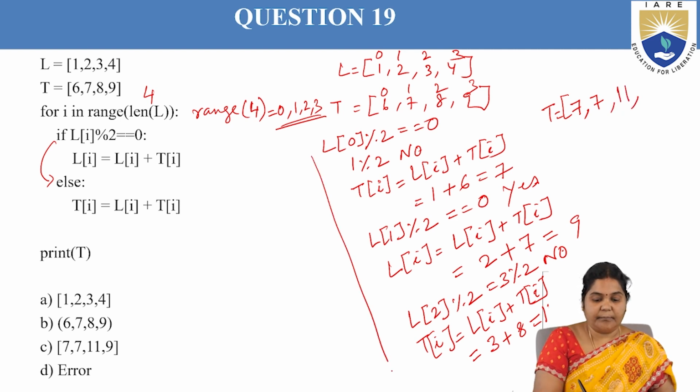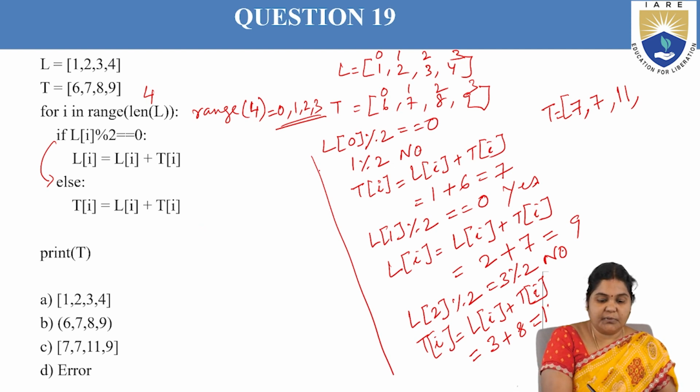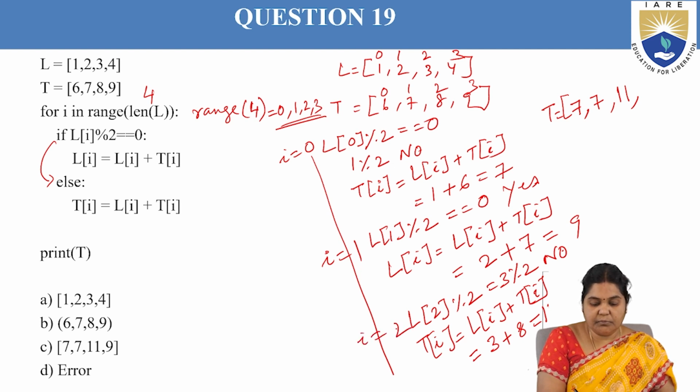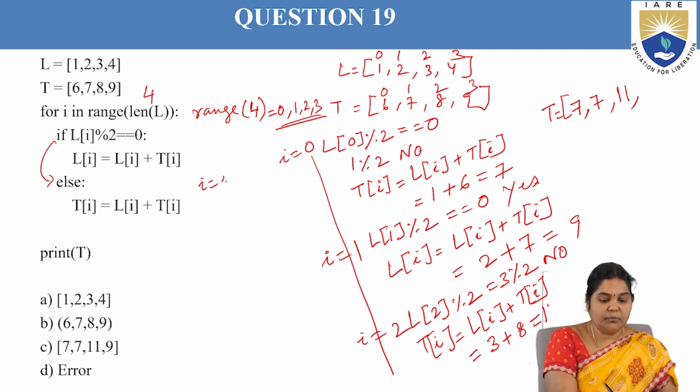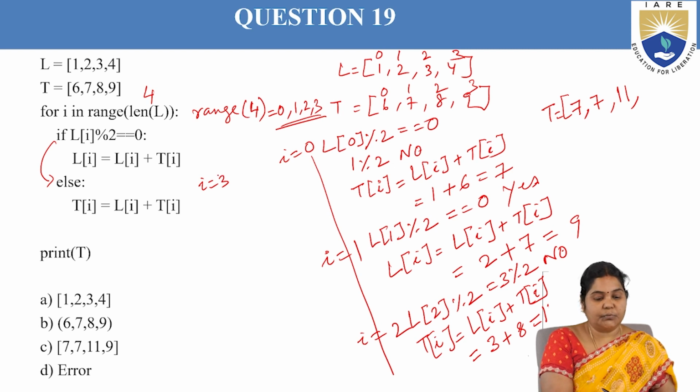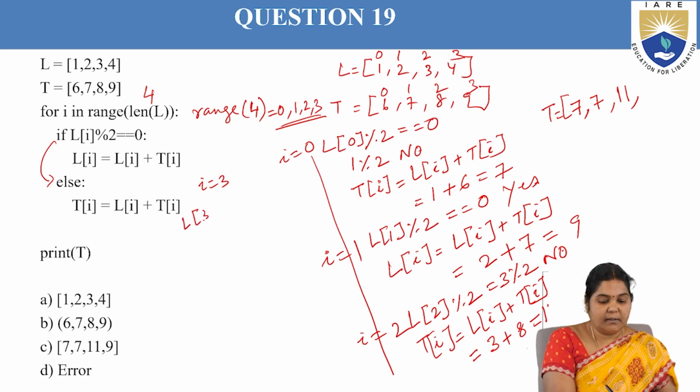Now the fourth time, the last time. This is for i equal to 0, this is for i equal to 1, this is for i equal to 2, and now i equal to 3 we have to run. For i equal to 3, L of 3 modulus 2. What is L of 3? L of 3 contains 4. 4 modulus 2 is equal to 0? Yes. Then only L of i is updated. So L of i is equal to L of i plus T of i.